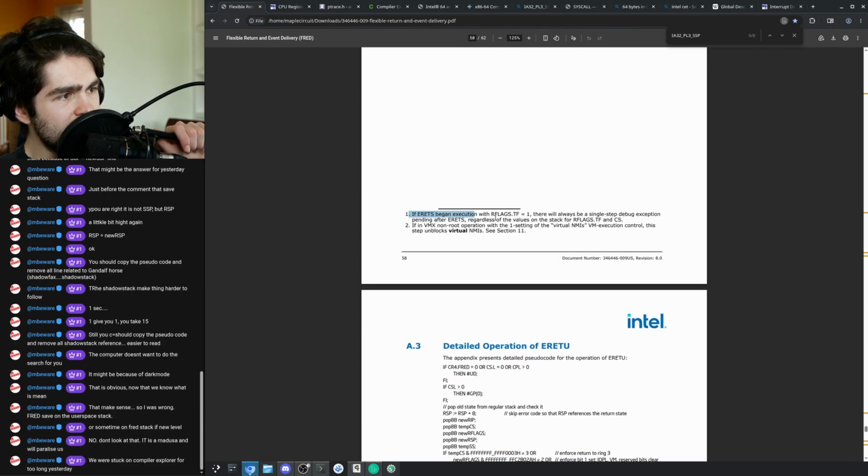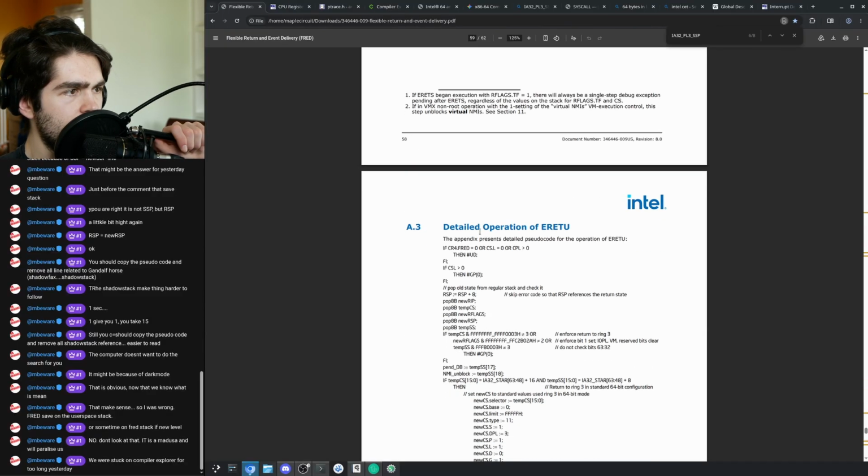If ERET begins execution with RFLAGS.TF equal to 1, there will always be a single-step debug exception pending after ERETS's event return to system, regardless of the value of the stack RFLAGS.TF and CS. Okay, I don't know what that means and I don't care. If the VMX non-root operation with the one setting of virtual NMI, it's about blocking or not blocking NMI, which doesn't make sense to me, but who cares?